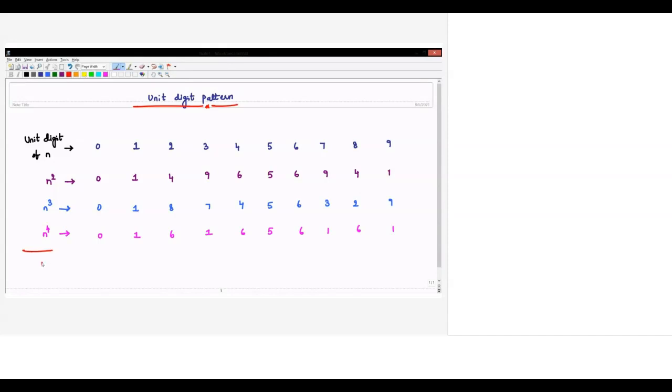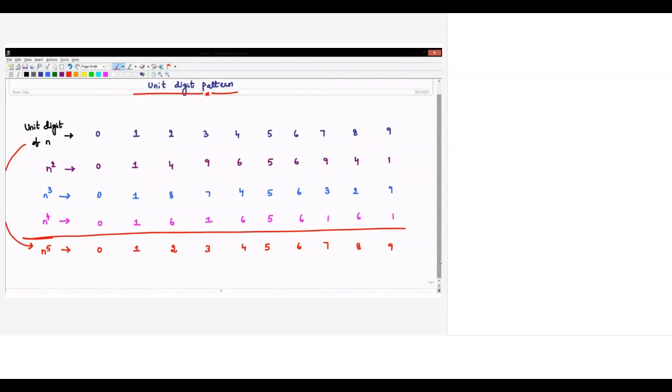If I take n to the power of 5: 0 into 0, 0, 1 into 1, 1. 6 twos are 12, so 2. This is 3. This one 4, 5, 6 sixes are 36. 1 into 7, 7. 6 into 8, 8. 1 into 9, 9. We are getting back to the same sequence, isn't it? We are getting back to the same sequence if you look.